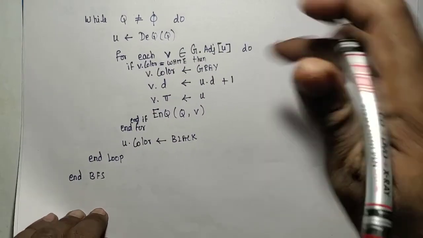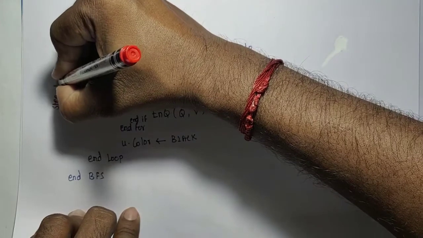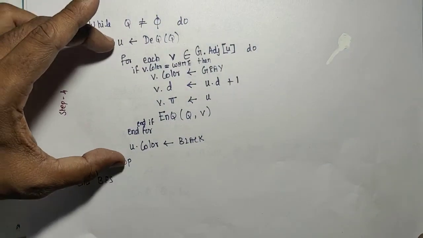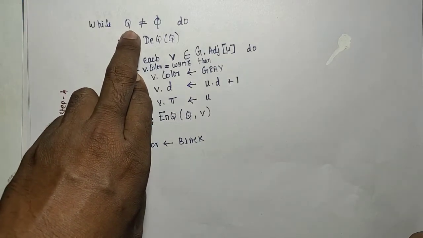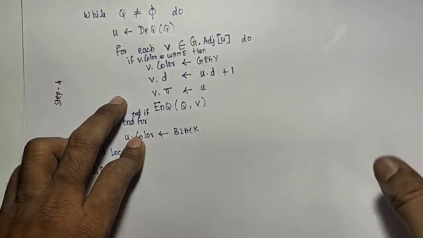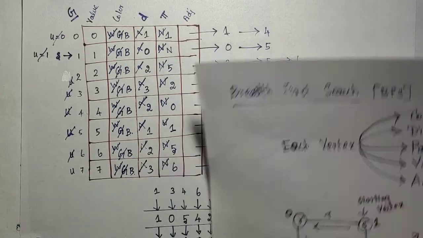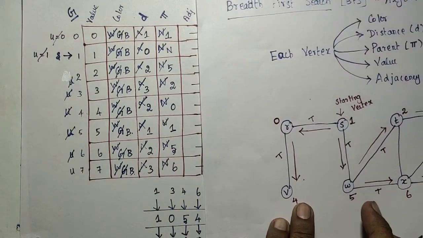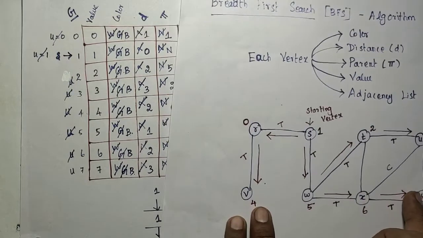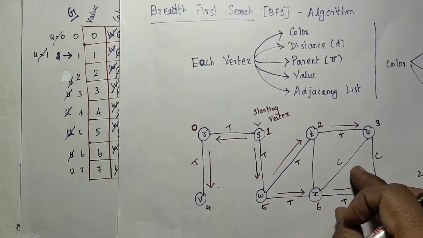the iteration. Step 4: this is repeated until the queue becomes empty. That is the algorithm I explained here. Finally, from that table I can mark the edges: what are the tree edges and what are the cross edges. Cross edges are the ones which are not in the resultant tree.